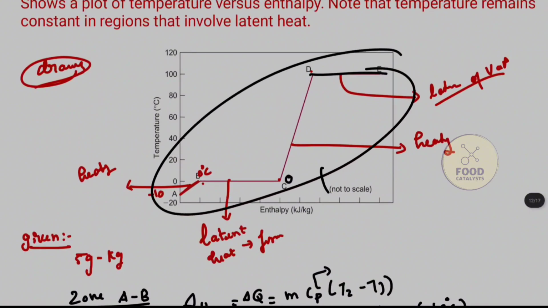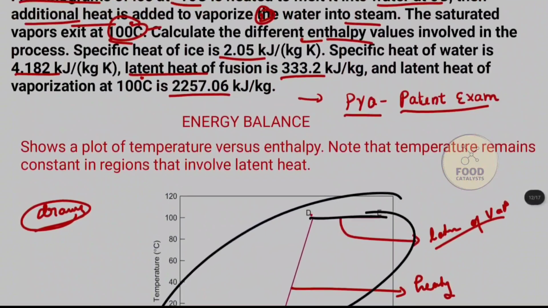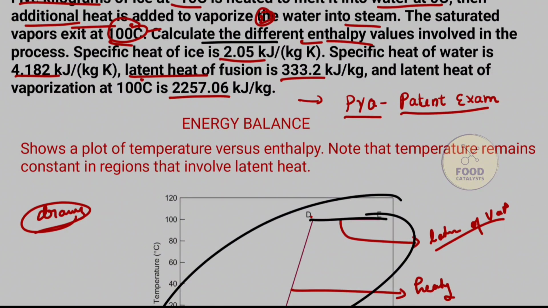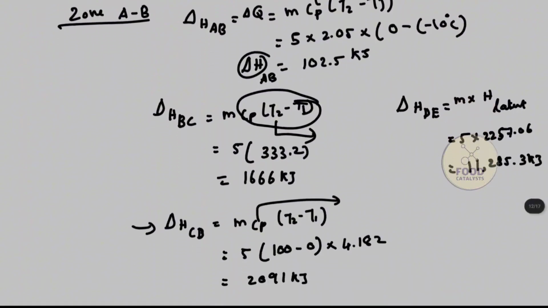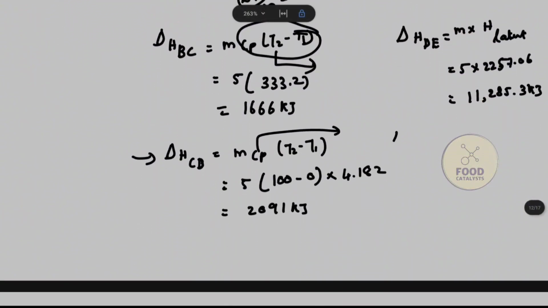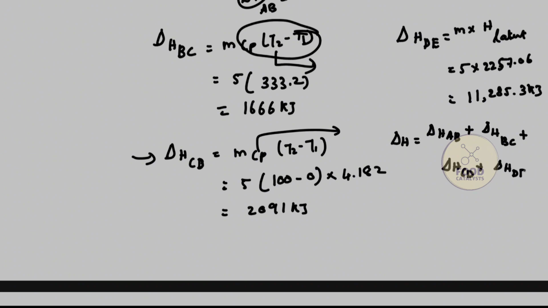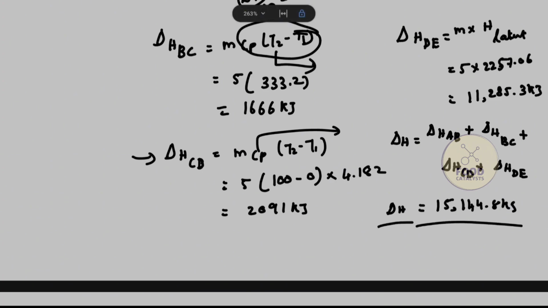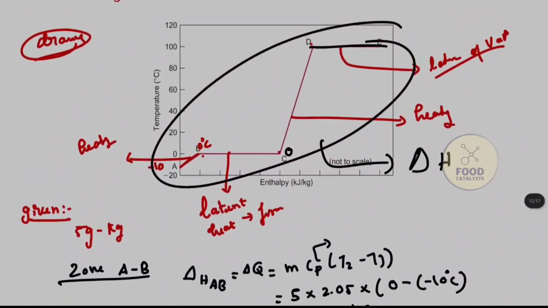Now if I add all these, I'll get the total enthalpy, which is asked in the question. They have asked to calculate the different enthalpy values involved, and if they have only asked for the different enthalpy values, this itself is enough. But to make sure, I'm going to put del H total equals del H of AB plus del H of BC plus del H of CD plus del H of DE. If you calculate all the values, you will get 15,144.8 kilojoule. That is the total enthalpy, or change in the enthalpy, we can say. That's it. I'm done with the question.